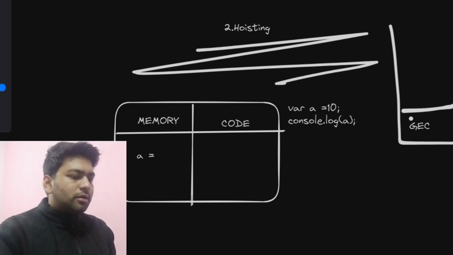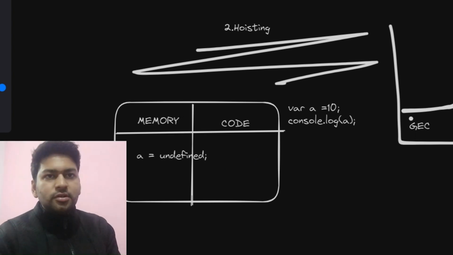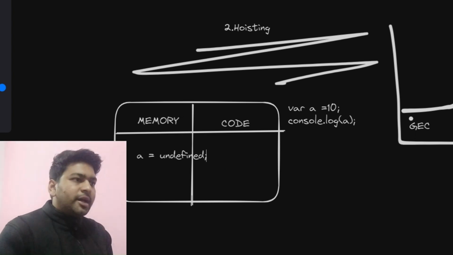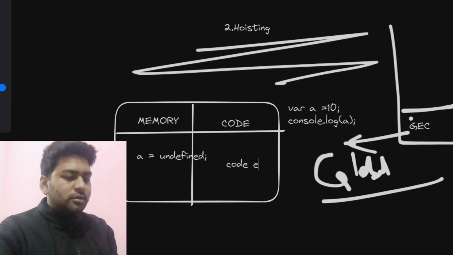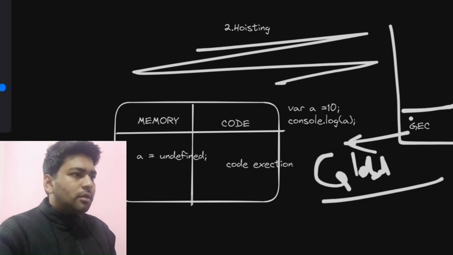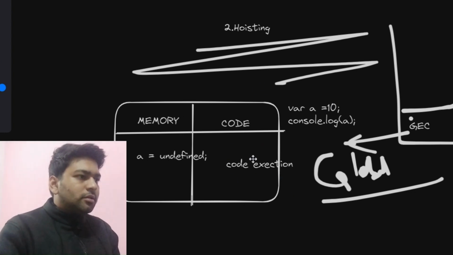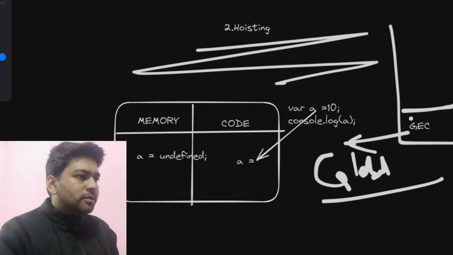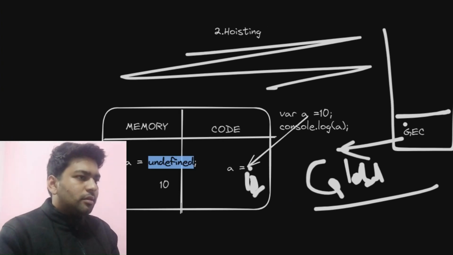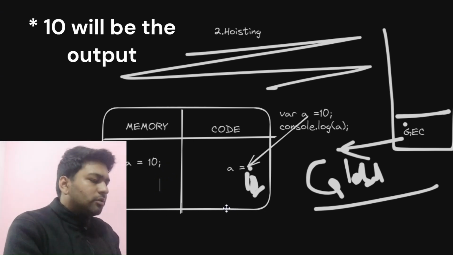So what will it store? First of all, it will store undefined, as you know that in var, it will store as undefined. After this, the code execution will work. It will do the code execution: var a equals 10. So this undefined will be replaced with 10. So this is a small example.